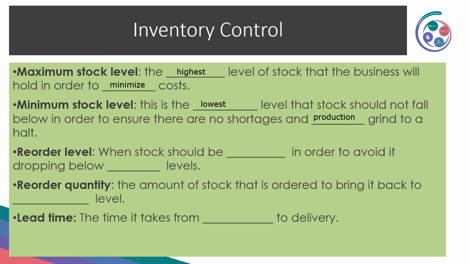The reorder level is when the stock should be ordered in order to avoid it dropping below minimum levels. And the reorder quantity is the amount of stock that is ordered to bring it back to maximum level. And lead time is the time it takes from order to delivery. So if you were asked to define these terms, these would be good descriptions.